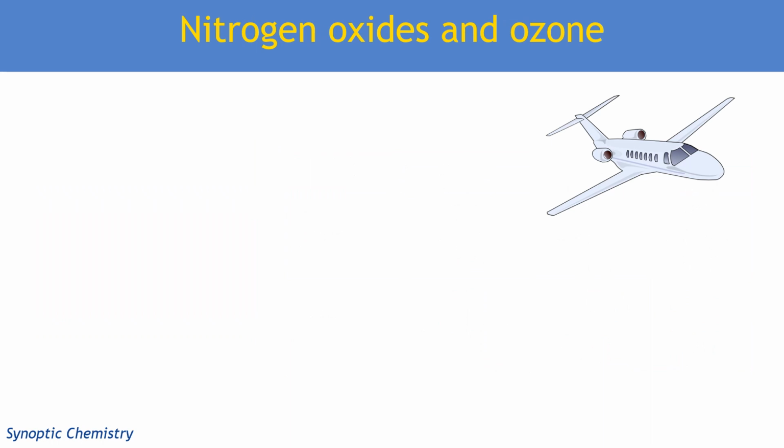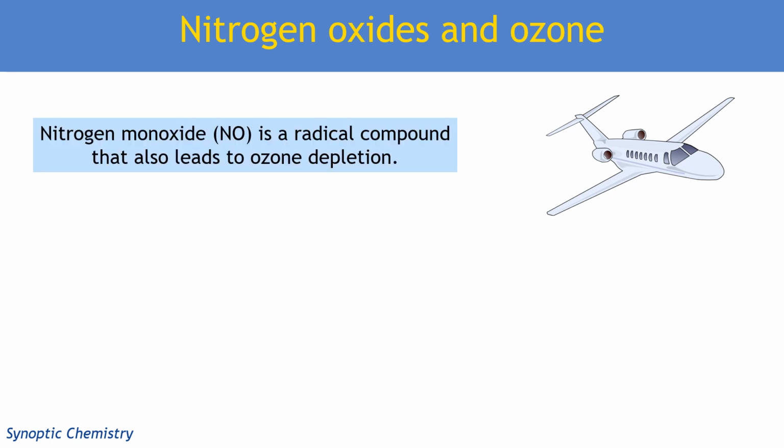Finally, CFCs are not the only compounds that cause damage to the ozone layer. We've got another problem that nobody's banning, and that is nitrogen oxides. So nitrogen monoxide is actually, although we often just write it as NO, it's actually a radical, because if you think about it, nitrogen has 5 in its outer shell, oxygen has 6, so we've got an odd number of electrons in that molecule.